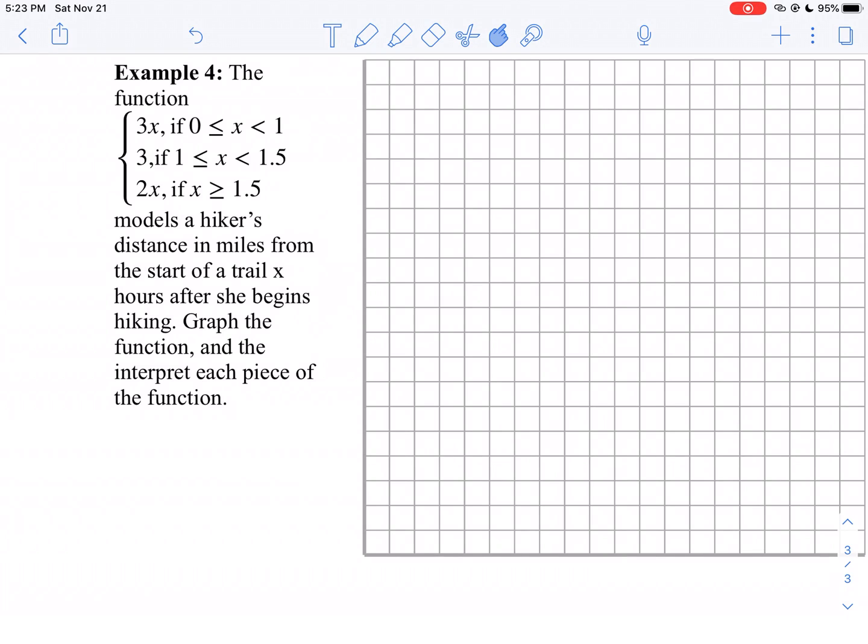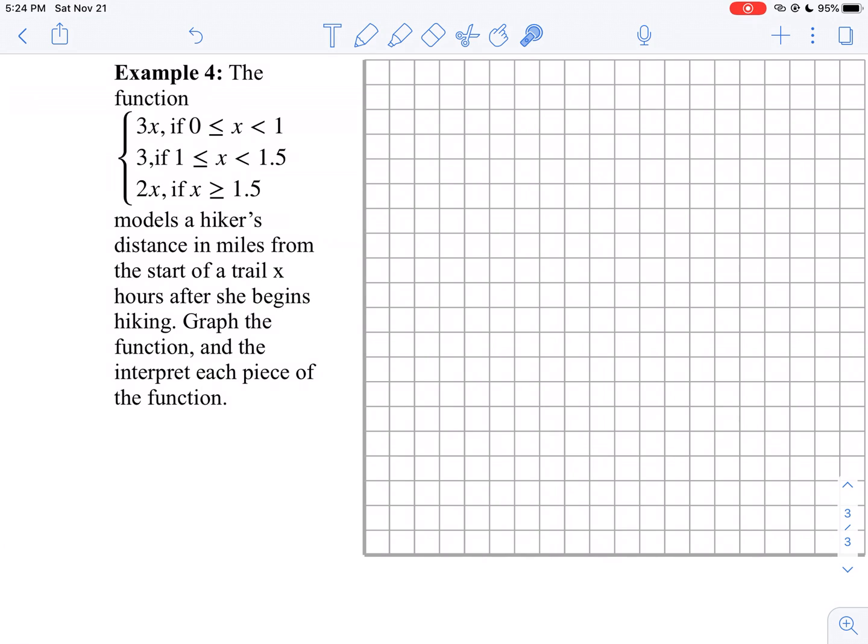In the last part of our seminar, we're going to take a look at one more example that's more of an application problem. The function has three cases, doesn't it? It's 3x if x is between 0 and 1. It's 3 if x is between 1 and 1.5. And it's 2x if x is greater than or equal to 1.5. And so what we're going to do is graph this.